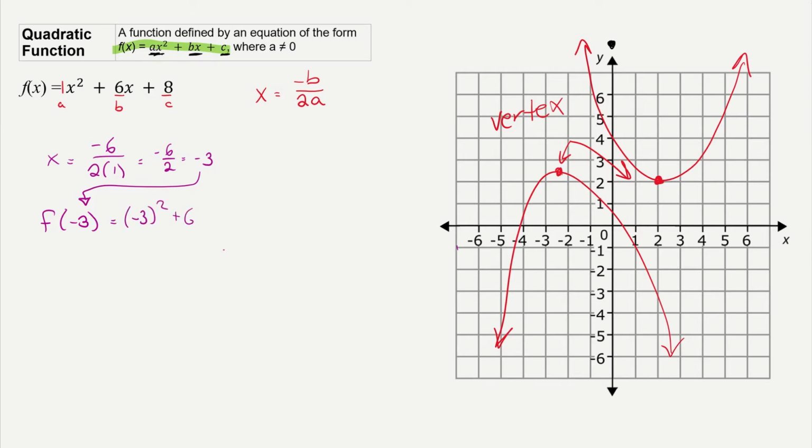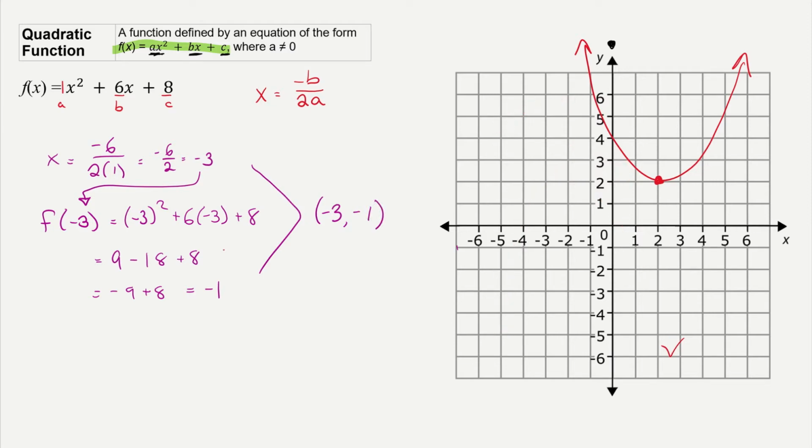-3 squared plus 6 times -3 plus 8. 9 minus 18 plus 8. -9 plus 8, and it is -1. So my vertex is at the point -3, -1. So I kind of already know something about this parabola now.